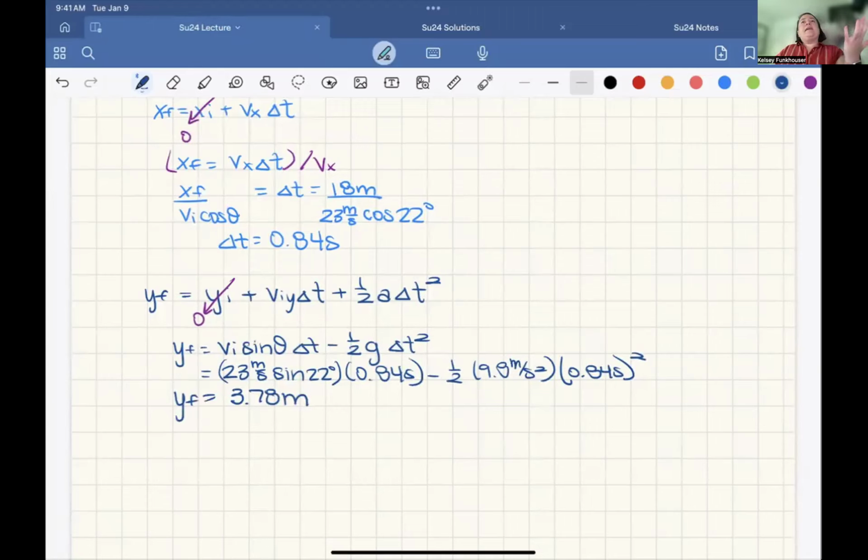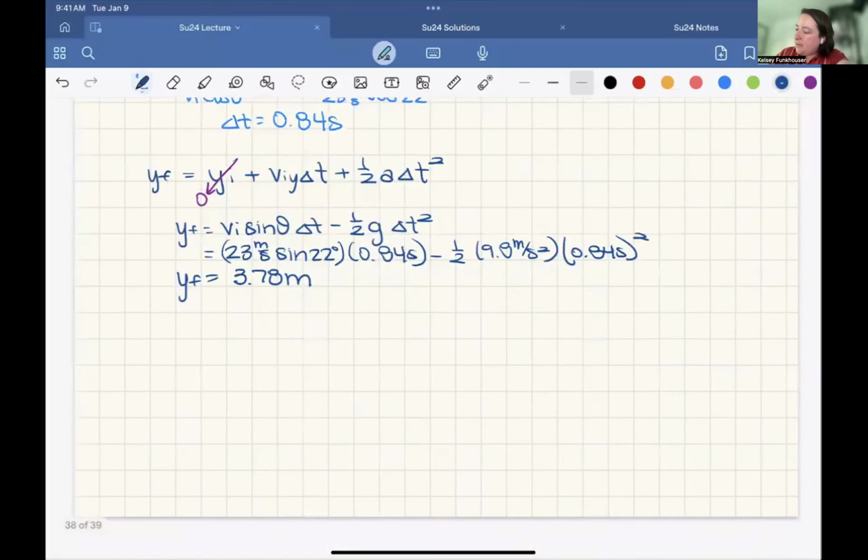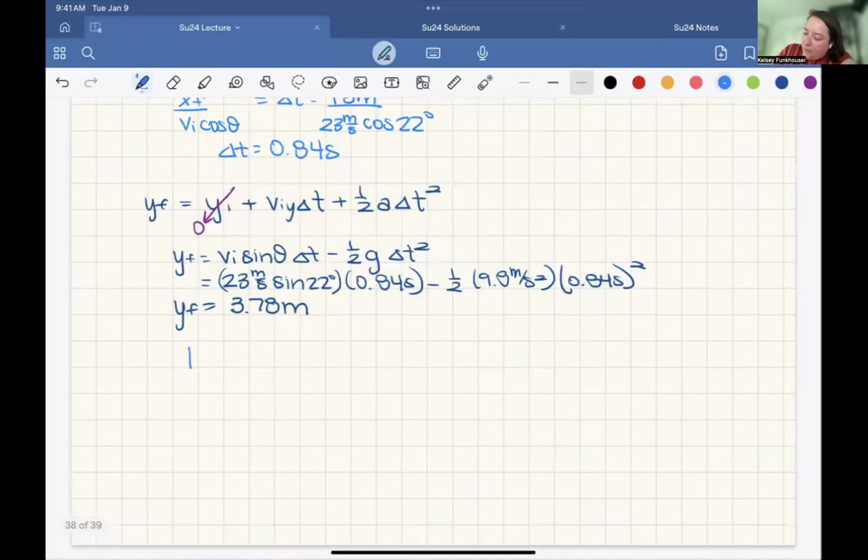And so that is our height once the ball reaches the goal. This isn't listed in the problem, but I was wondering, does that mean the soccer player made the goal or not? So I looked up the height of a goal, and the height of a goal is 2.44 meters. That means that this ball is kicked too high and he misses. Bummer.